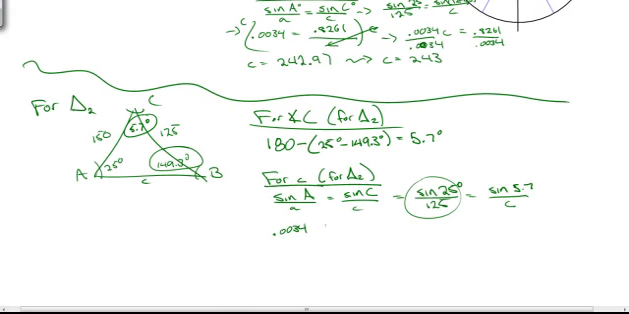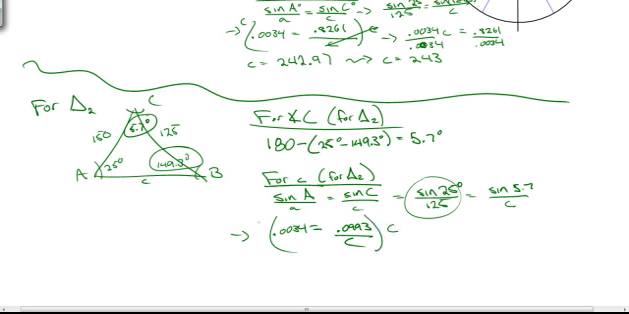And I need to find out what sine of 5.7 degrees is, and when I plug that into my calculator here, I get sine of 5.7 degrees, rounded off, 0.0993 over C. So we're going to use our trusty algebra again.